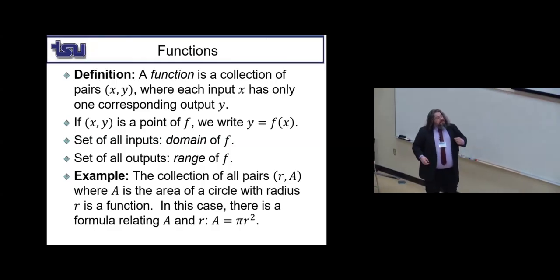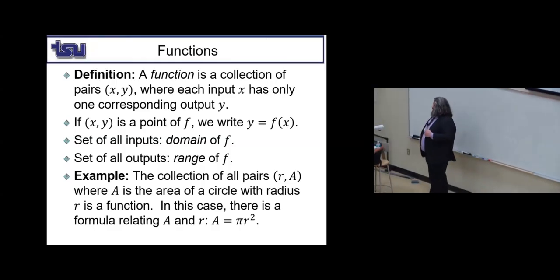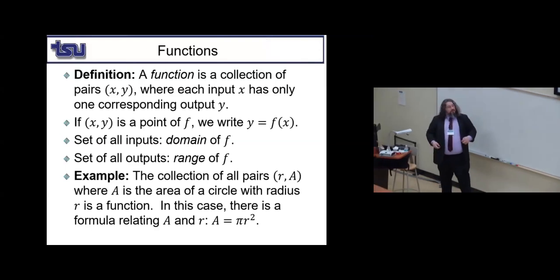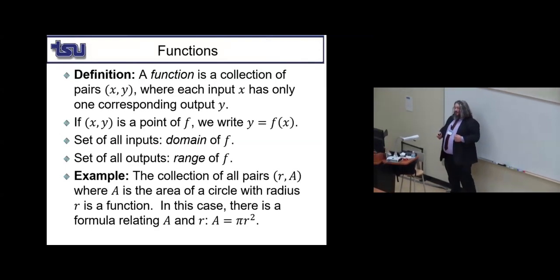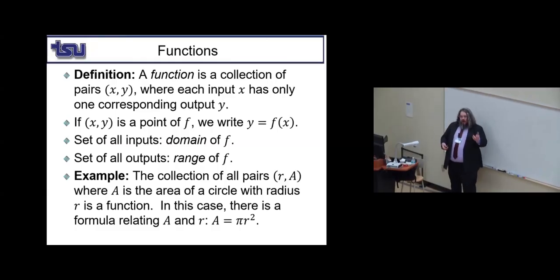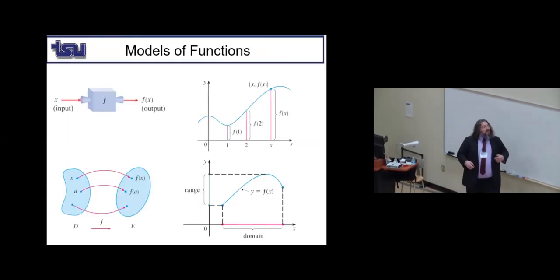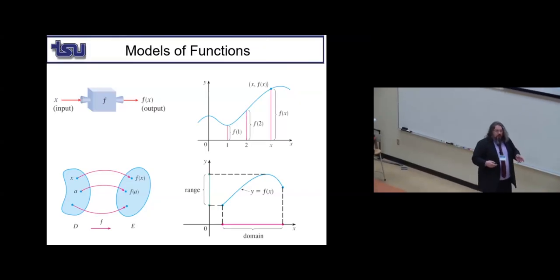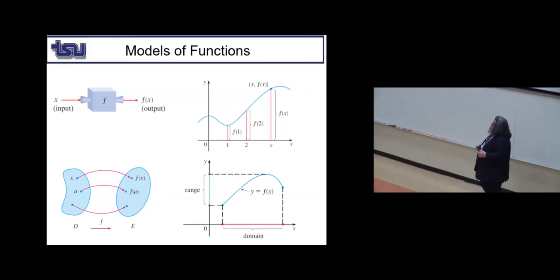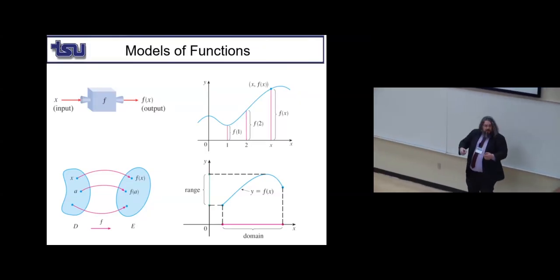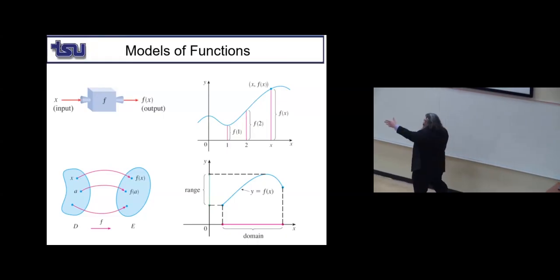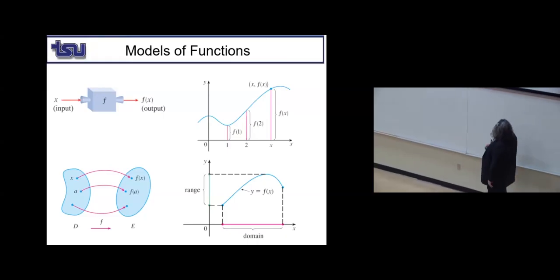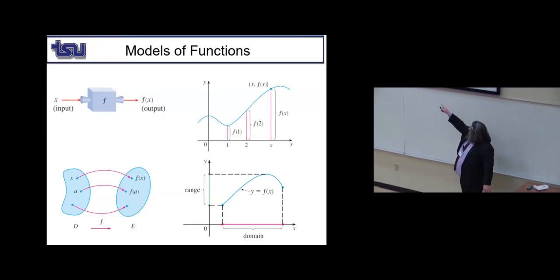And in this case, that function can be written down as a formula, A equals pi r squared. Very familiar. Functions can also be thought of, intuited, in different ways. And so there are various models that are commonly used for functions. Sometimes we think of a function as just a machine where I put in an input and an output pops out. So, the machine model up there.